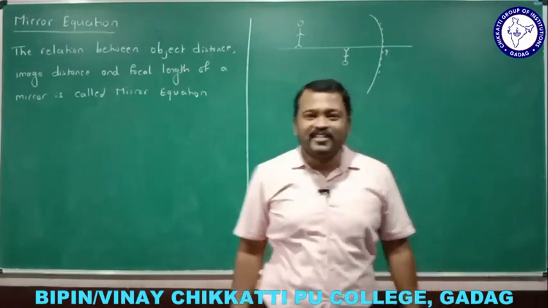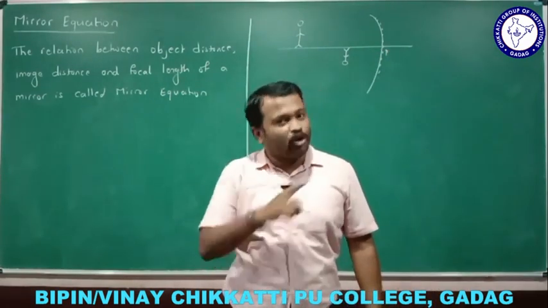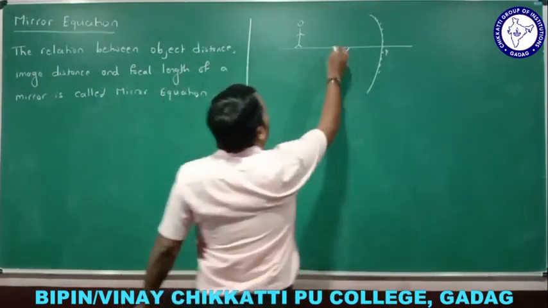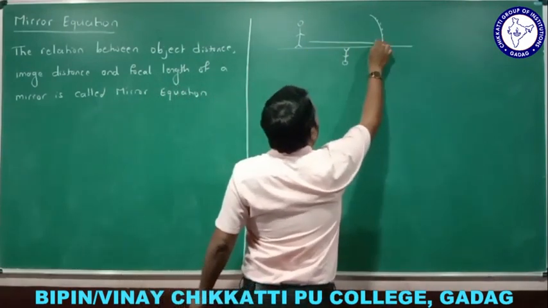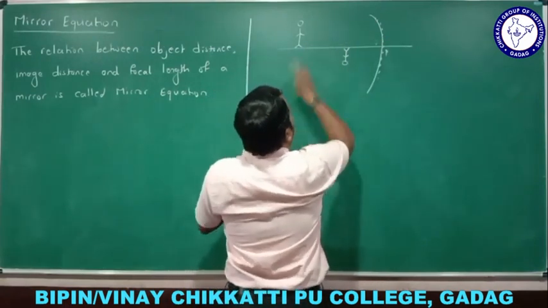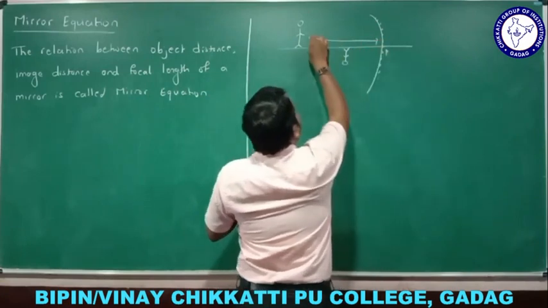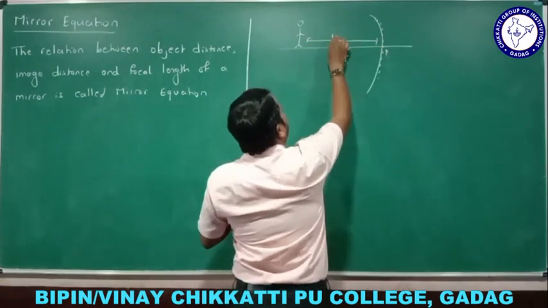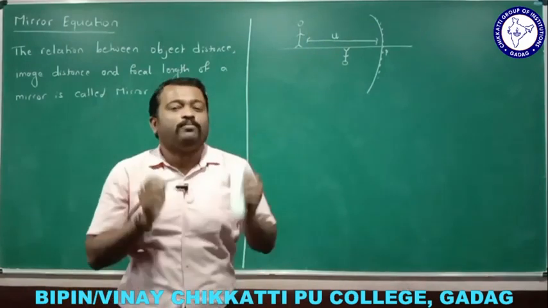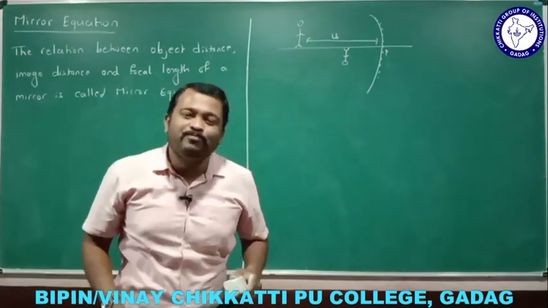What is the object distance? It is the distance of the object from the pole. From the pole, this is the distance. This distance is called the object distance. Let me take it like this. This distance is the object distance, and the object distance is denoted by u here. So the distance of the object from the pole of a mirror is called the object distance.